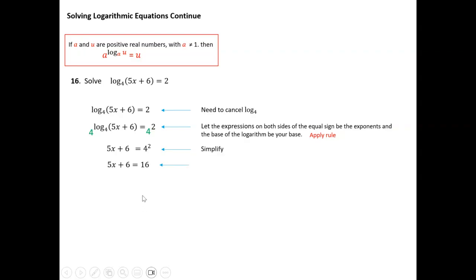Then we subtract 6 from both sides. 5x equals 10. We divide both sides by 5. x equals 2. And again, you can always check the solution.